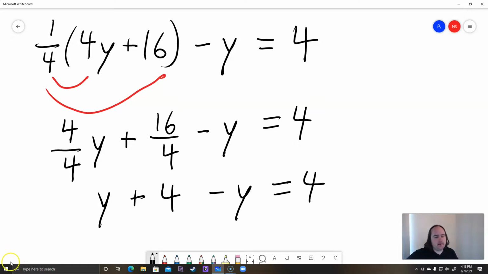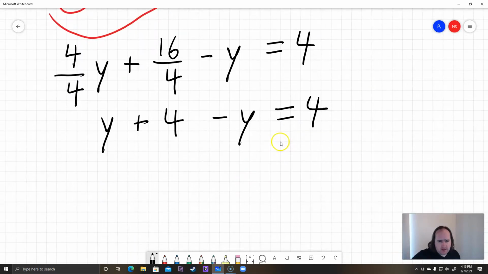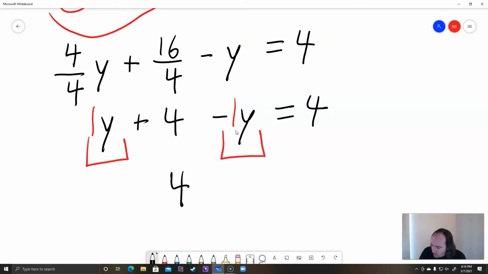Okay, and what we would think we would do here is just combine like terms on the left side and everything will be fine, right? Well, everything won't be fine here. On the left side, we actually have y minus y as like terms, but those are opposites. That's the same as 1y minus 1y, and 1 minus 1 is 0y. And 0 times any number is just 0. So on the left side, all we're left with is 4, and on the right side, we also have 4.